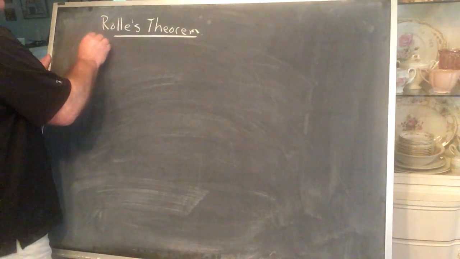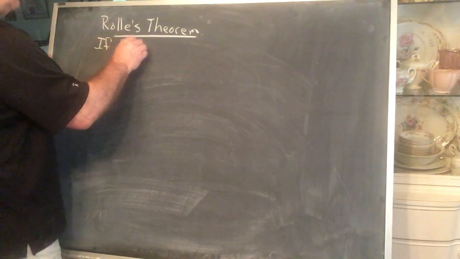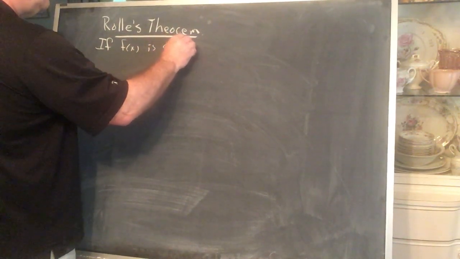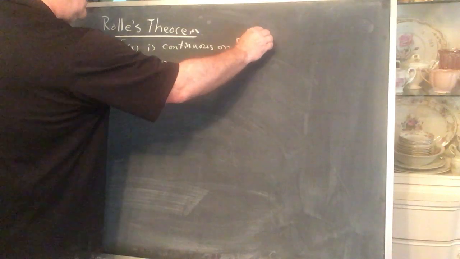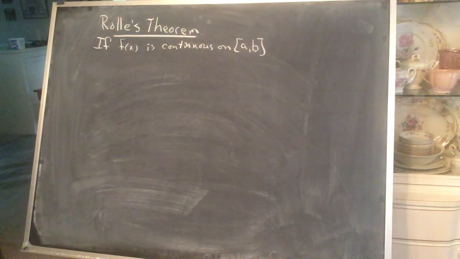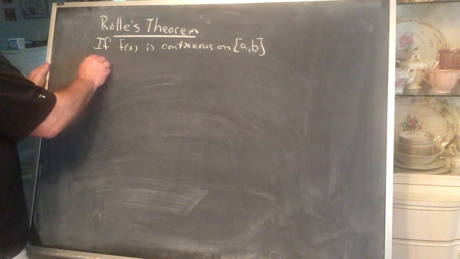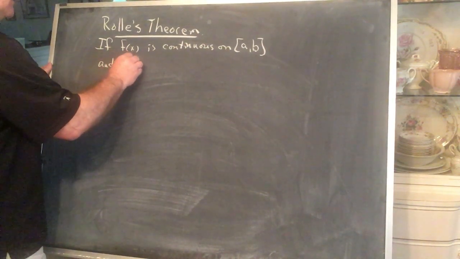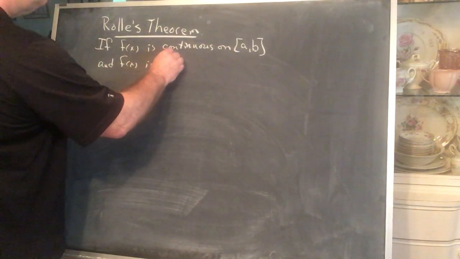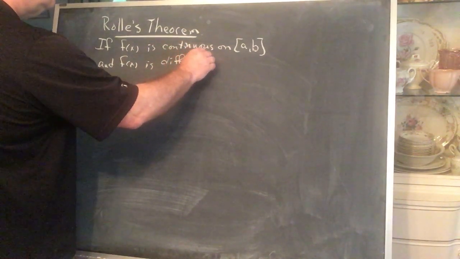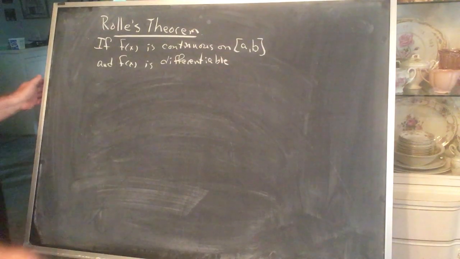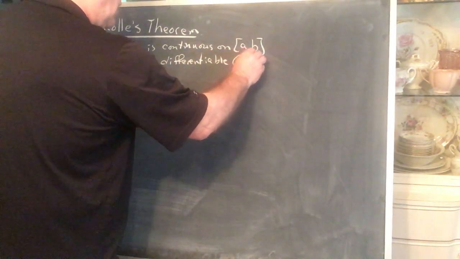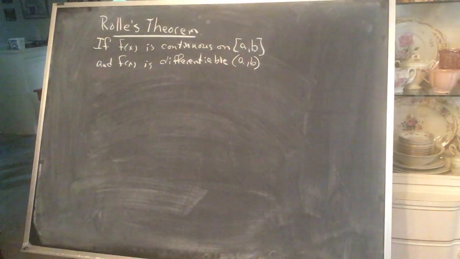It says this: if f of x is continuous on a closed interval AB, so the function is continuous on the closed interval, and f of x is differentiable on the open interval. Now what does that mean? A function is differentiable if the derivative exists. So the function is continuous on the closed interval. It's differentiable on the open interval.